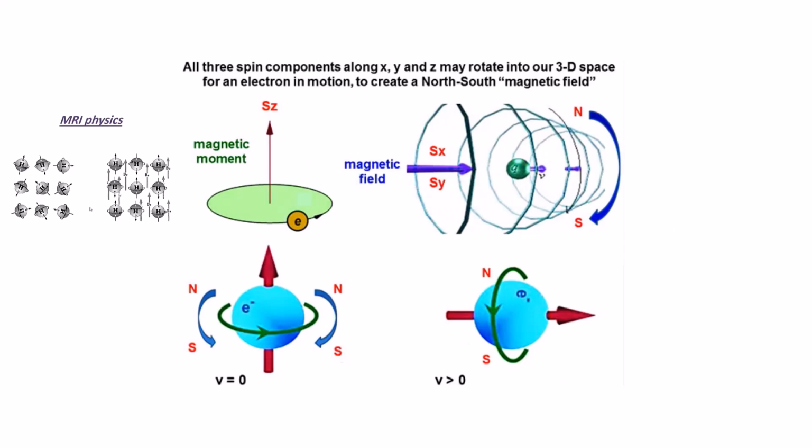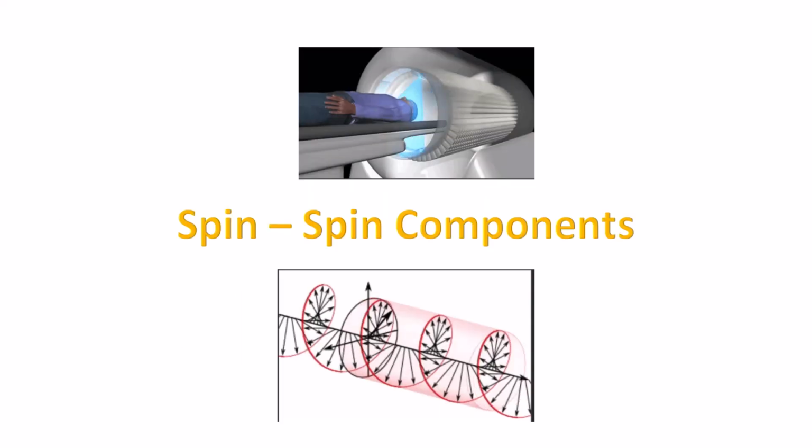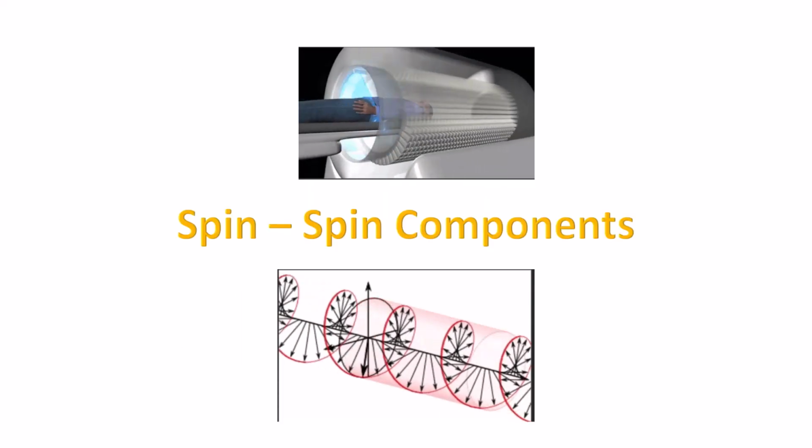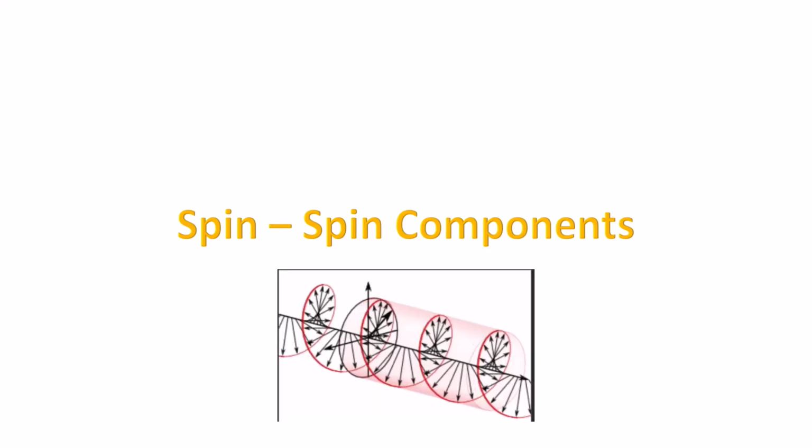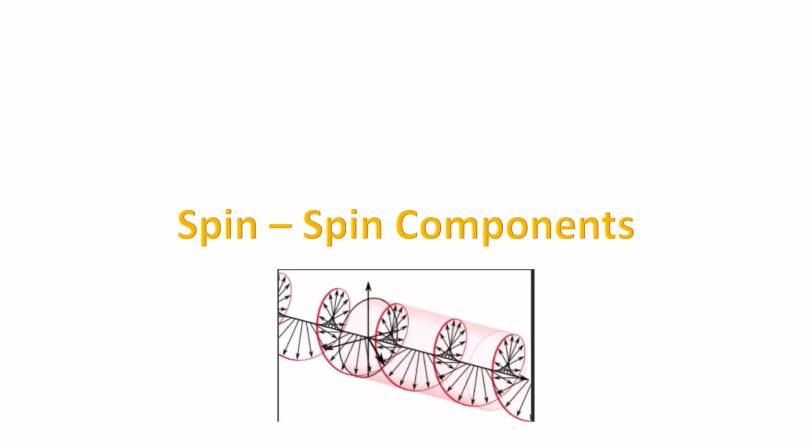All three spin components along the x, y, and z axis may rotate into our 3D space for an electron in motion to create the north-south magnetic field. This is known as spin-spin of the electron components as they spin in and around the main magnetic field.